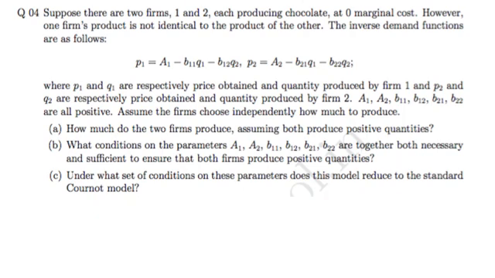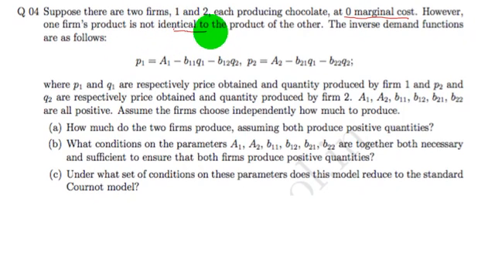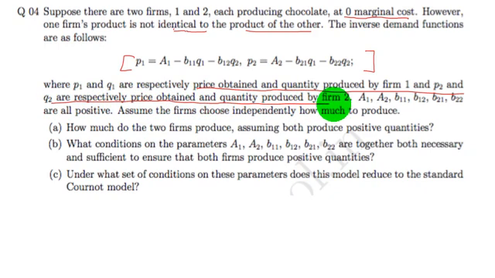Suppose that there are two firms, 1 and 2, each producing chocolate at zero marginal cost. Always check the question and the values that are given. However, one firm's product is not identical to the product of the other. The inverse demand functions are as given, where P1, Q1 are respectively price obtained and quantity produced by firm 1, and P2 and Q2 are respectively price obtained and quantity produced by firm 2. A1, A2, B11, B12, B21, B22 are all positive.